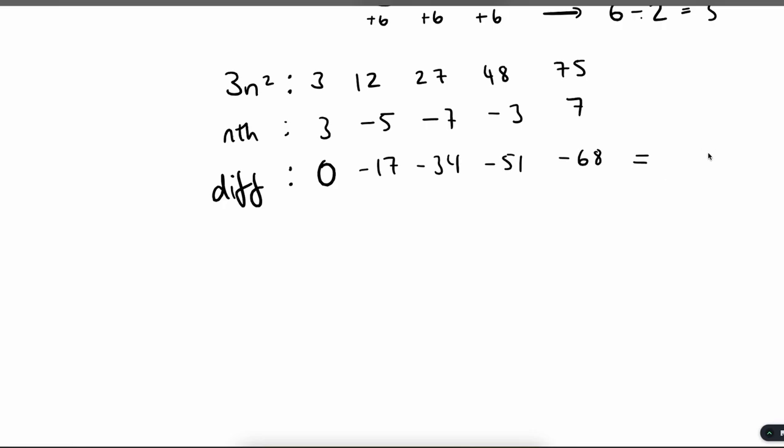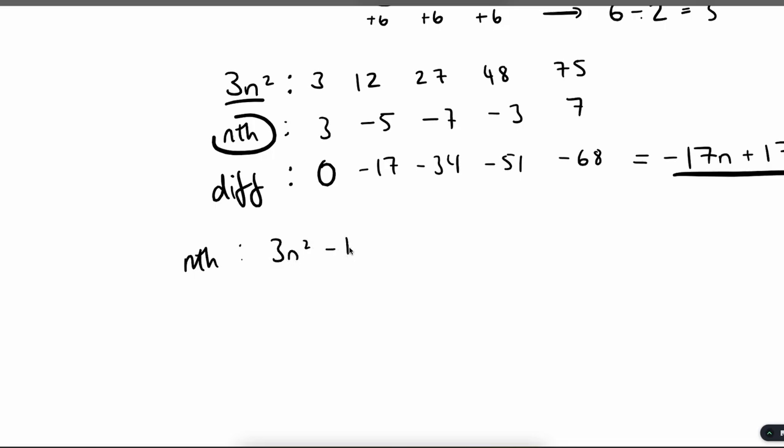and this is equal to minus 17n plus 17, because it starts at 0. So that's the linear sequence, because it jumps by 17 and it starts at 0. So we need to add this to this, and we should end up with the nth term. So the nth term is equal to 3n squared minus 17n plus 17. And that's our answer. So write that in at the bottom.